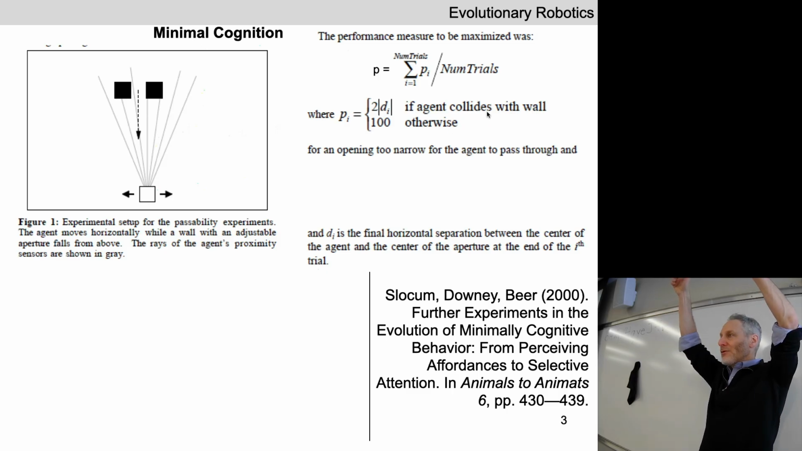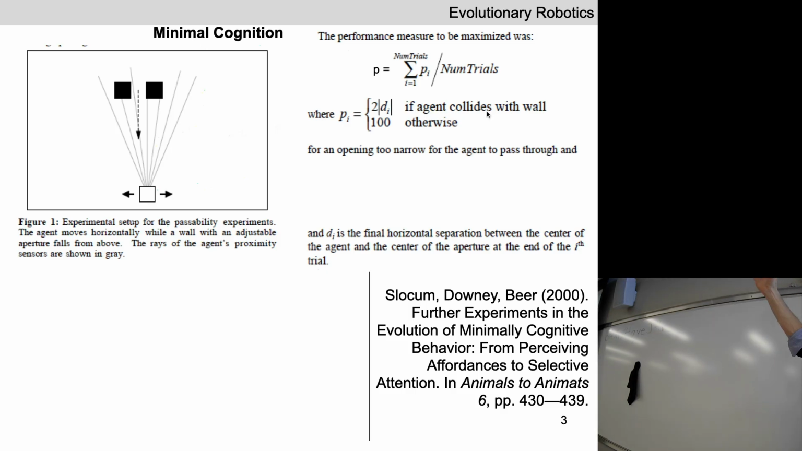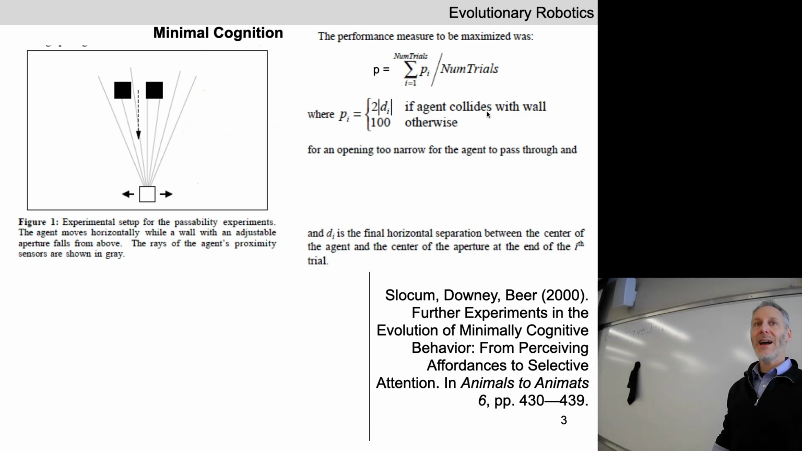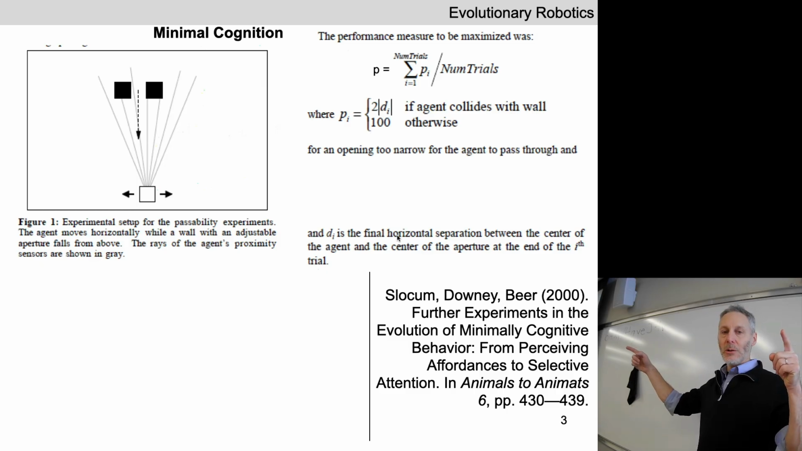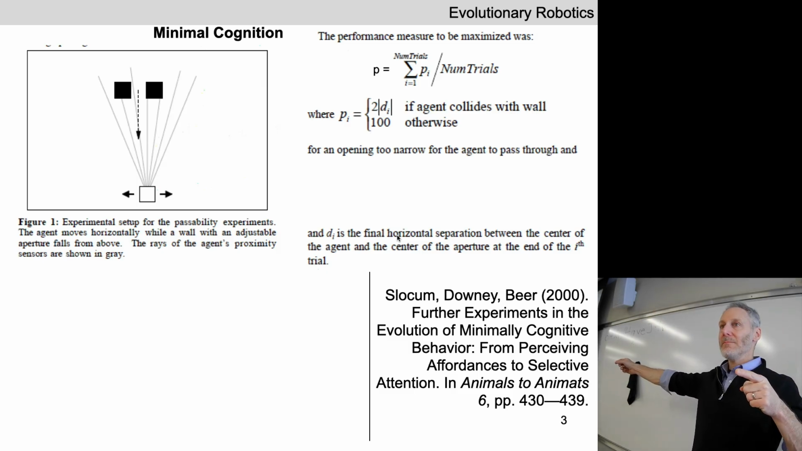So if the gap is too narrow, the robot should move out of the way and let the pair of objects hit the ground, and the agent should be nowhere near the object pair at that time. If, when the objects get to the ground, the agent is near enough that it collides with either of the two objects, we compute the value of P sub I to be 2 times the absolute value of D sub I, where D sub I is the final horizontal separation between where the objects hit and where the agent is at that time.